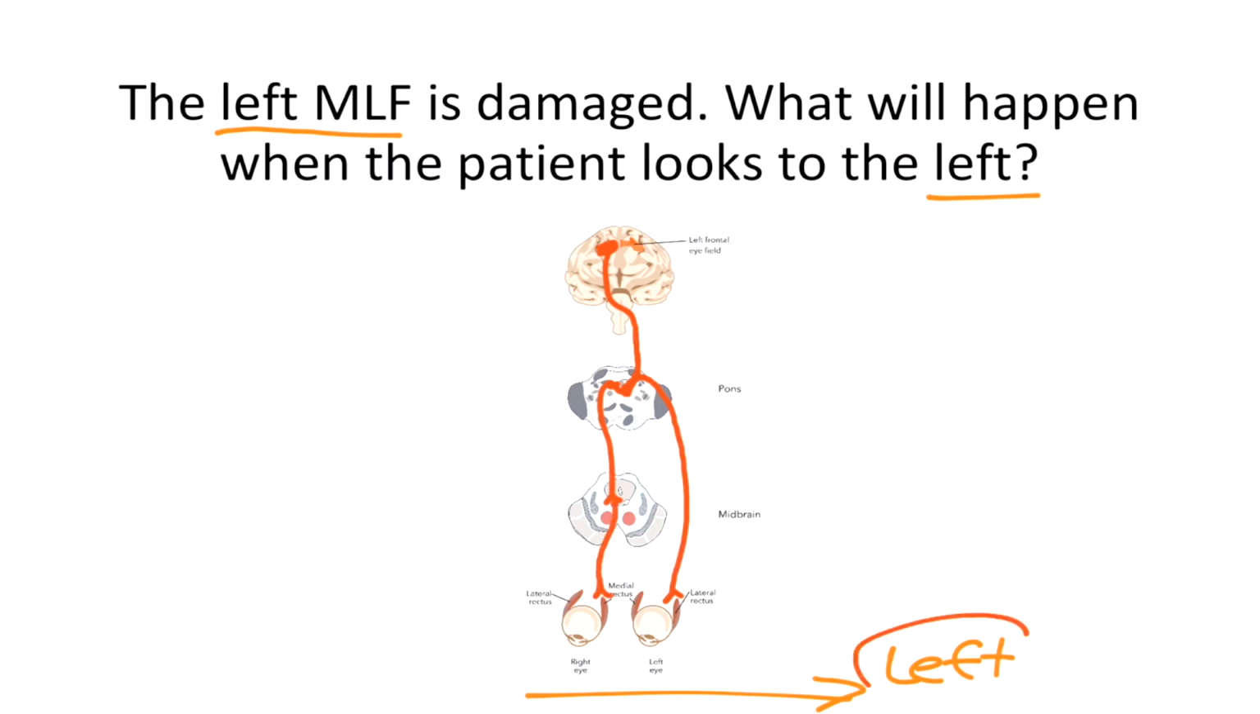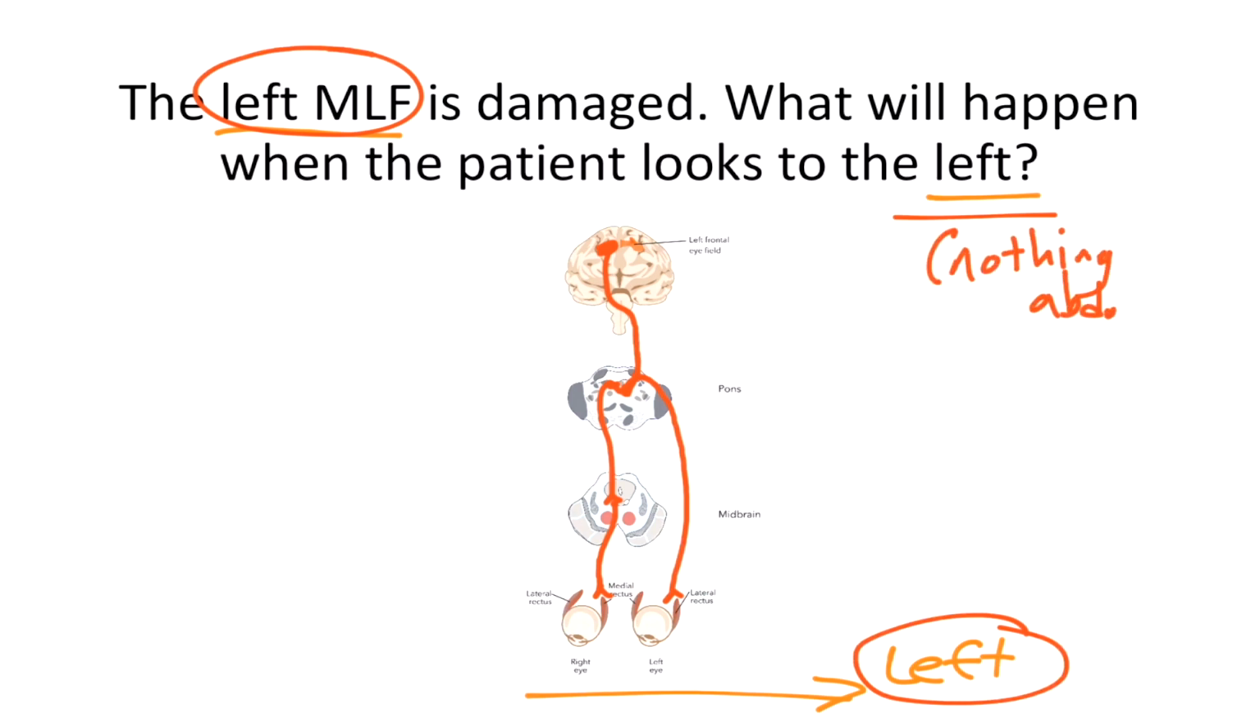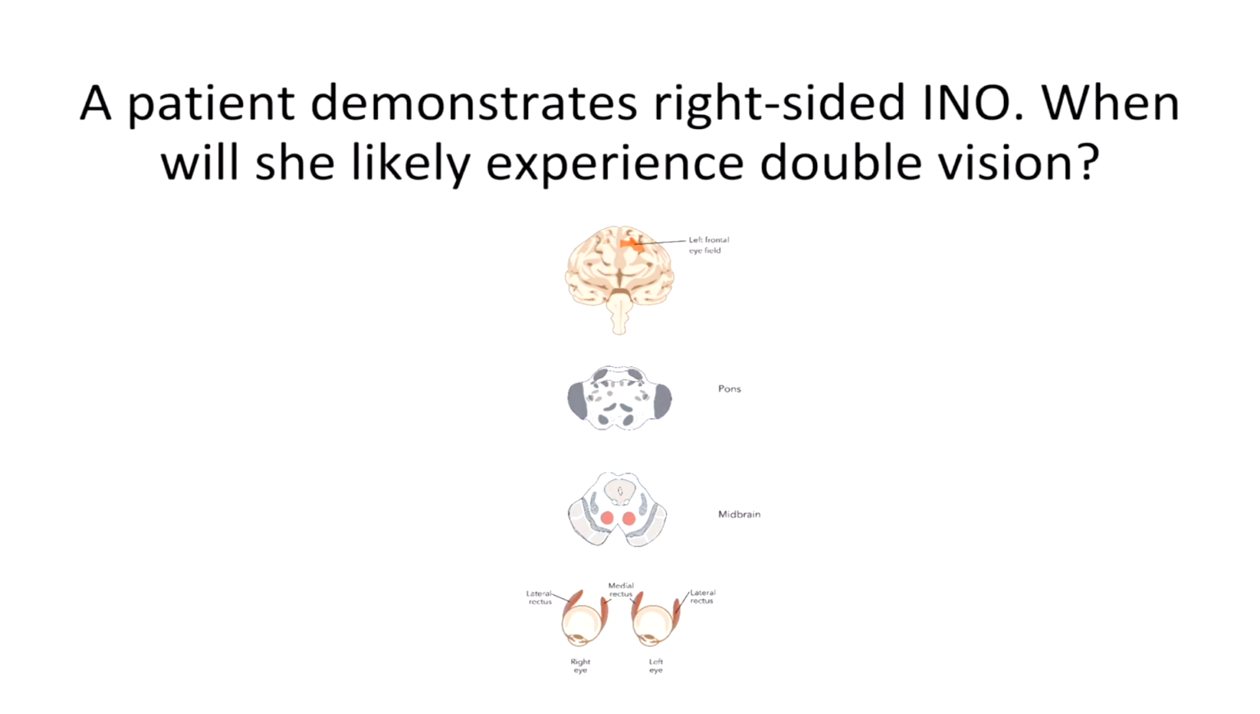So the patient can look left just as normal, because we did not need the left medial longitudinal fasciculus in order to look left. So going back to our question, when the patient looks left, what will happen? Nothing abnormal. Let's do another question. So let's say a patient demonstrates right-sided internuclear ophthalmoplegia. When will she likely experience double vision?